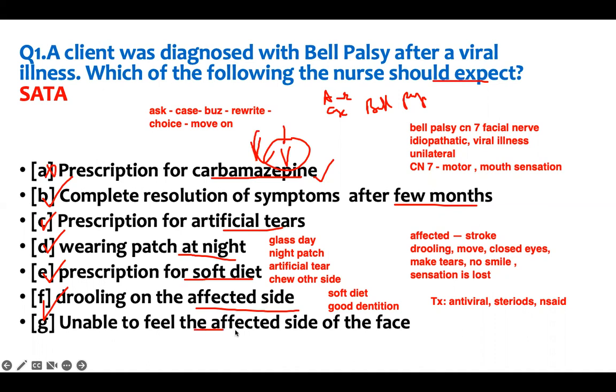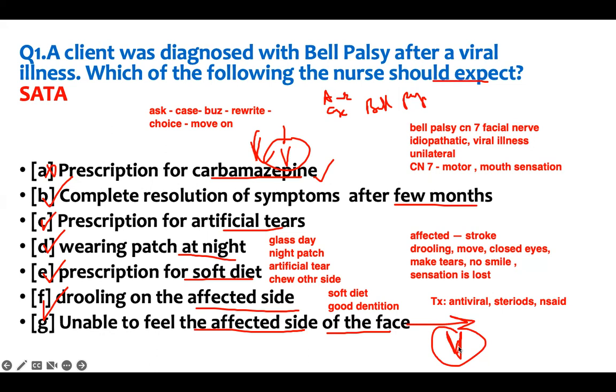Unable to feel the affected side of the mouth. Like I told you, the function of the facial nerve is mostly motor for the face and taste for the mouth. Feeling of your face is a sensory function, and therefore this is trigeminal neuralgia, cranial nerve 5. And this is what they're going to confuse you with. So my advice for you is, if you read about trigeminal neuralgia, you should have Bell palsy on the other side. As soon as you finish this, read that. I call it bi-directional learning, so that you know this is the opposite of that.